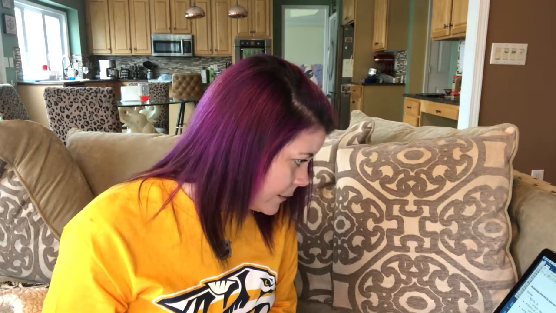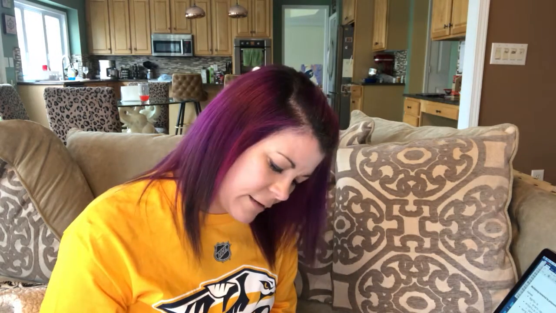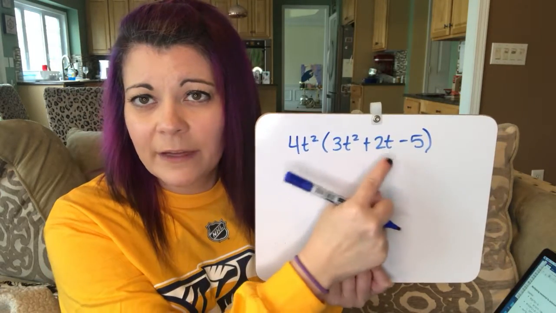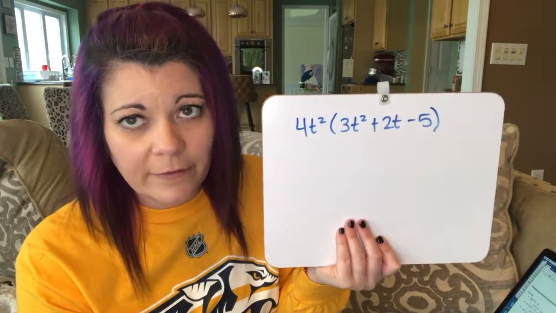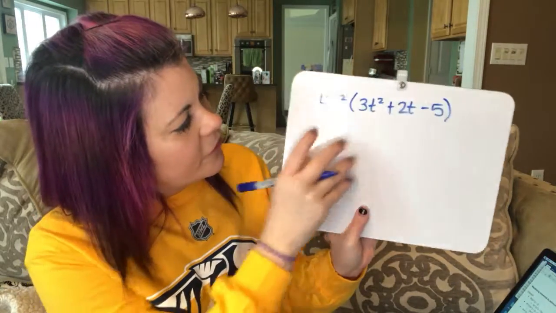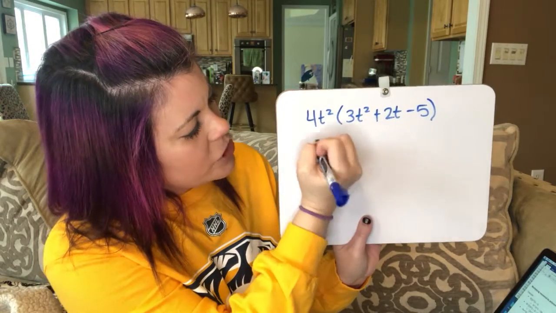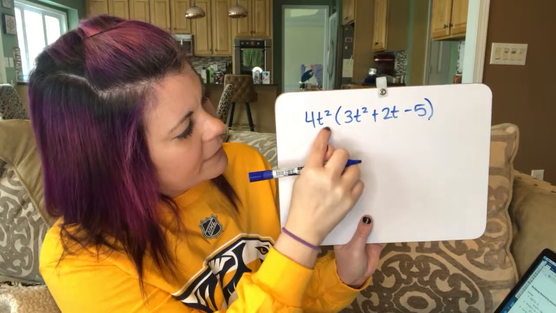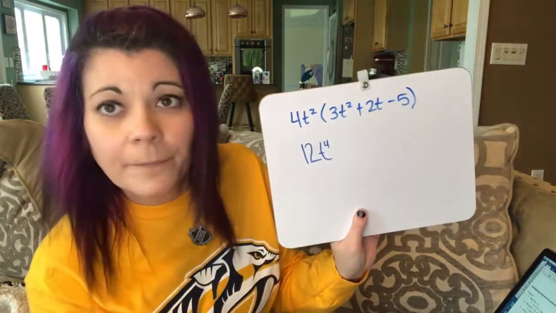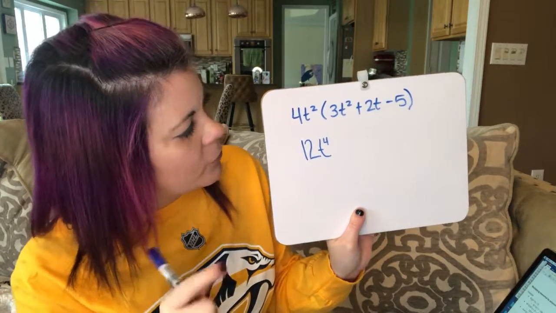4t squared times 3t squared plus 2t minus 5. So we're going to be multiplying 4t squared by every single term in this parentheses. So the first one, I'm not going to write it out like I did last time. The first thing is 4t squared times 3t squared. So we do 4 times 3, which is 12. And then we're combining t squared and t squared. So t squared times t squared is t to the fourth, because 2 plus 2 is 4. Exponent property rule, add the exponents when multiplying.